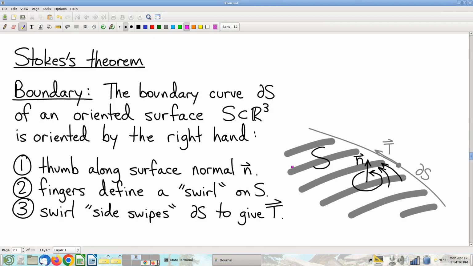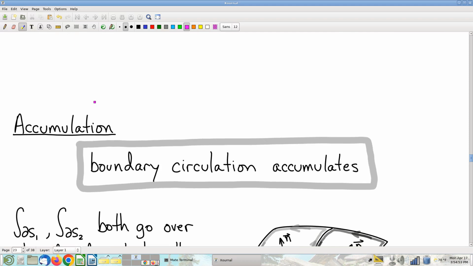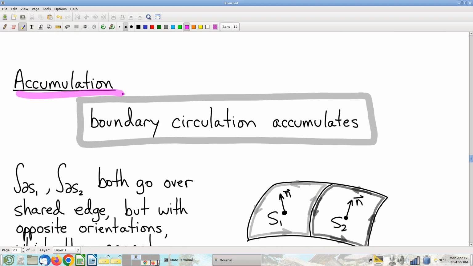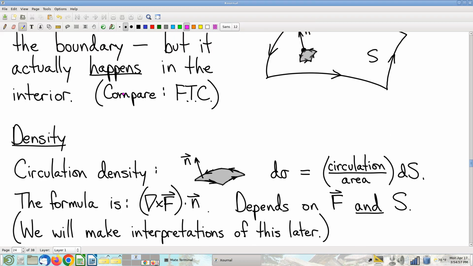Okay, that's all the physics we're going to do today. I'm going to move on now and talk about Stokes' theorem. This is another one of these analogous to many of the past theorems that we've talked about. You're going to notice the structure of what I've written down here. We'll start off by talking about boundaries and orientations, and then we're going to talk about accumulation, and then we're going to talk about density.